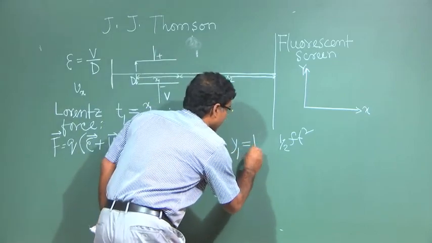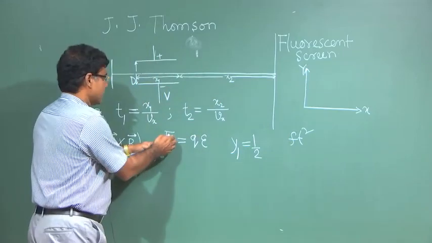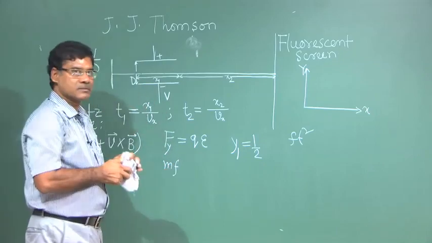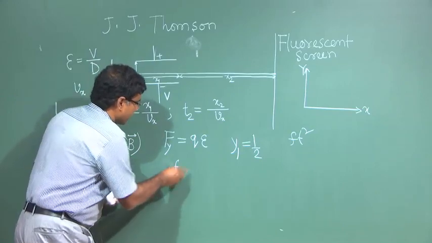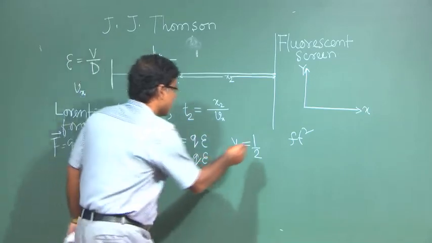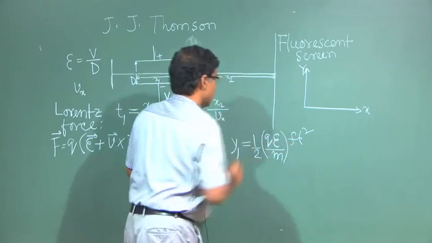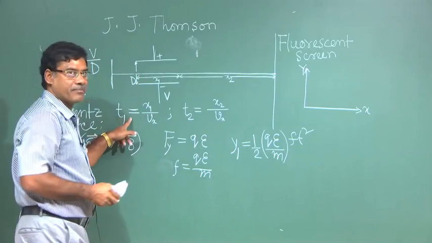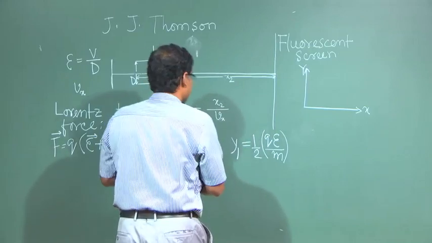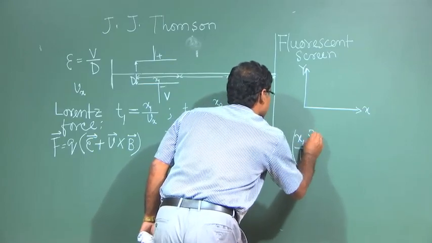So y1 is half f t square. What will be f? F is the force. Force is mass into acceleration. So f will be equal to qE by m, right. So I can write qE by m and t square. That is t1, so t1 is x1 by Vx, and that is squared. Okay.